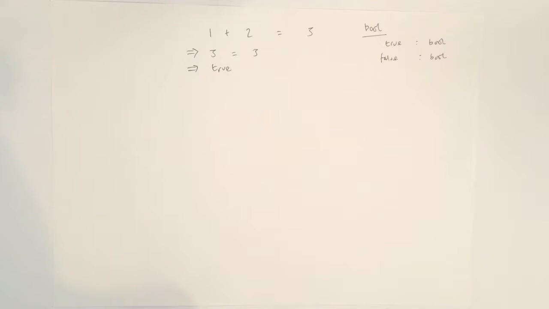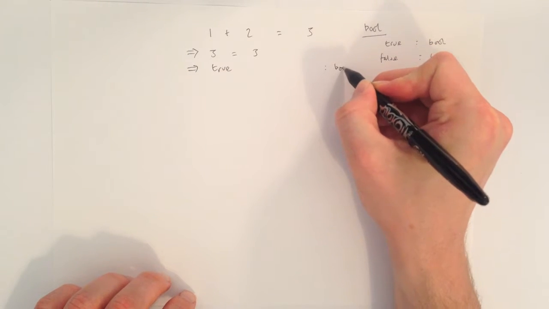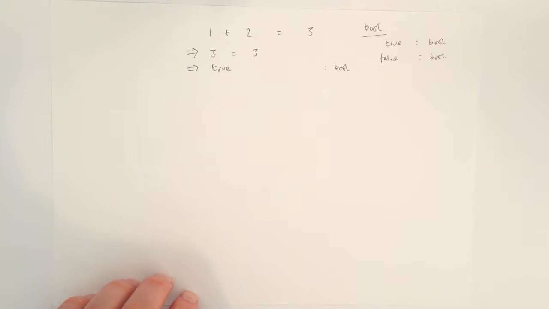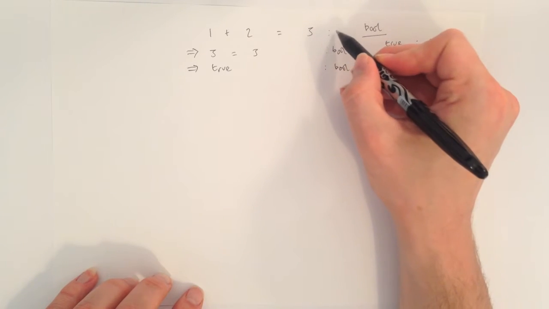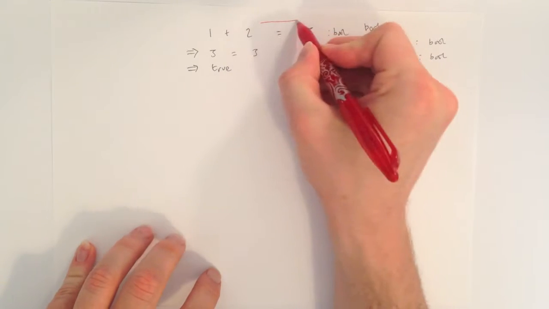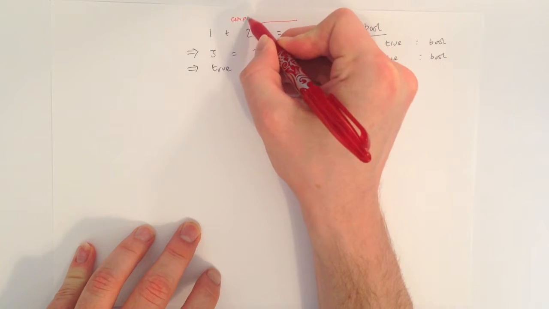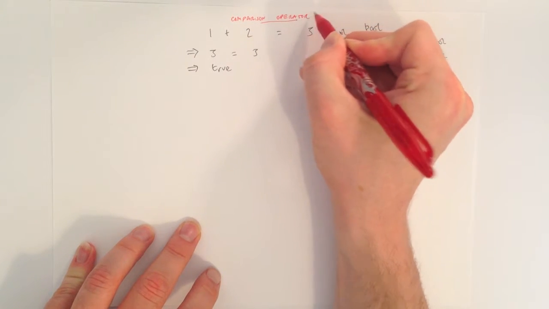Well, we can see then that the type of this expression, true, is clearly bool, and because of our rule that the type of an expression is the type of the value that it will eventually evaluate to, well, 3 equals 3 has type bool too, and so indeed does 1 plus 2 equals 3. Well, we've introduced a new operator here, equals, and that's called a comparison operator because it's used to compare things.